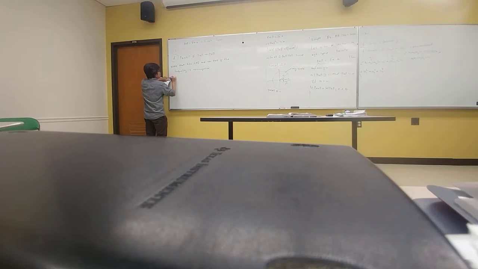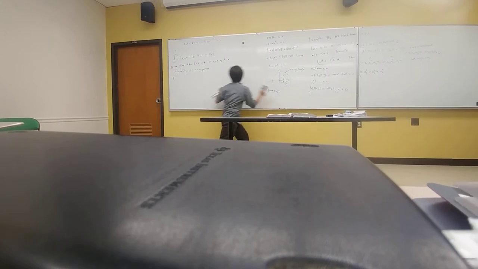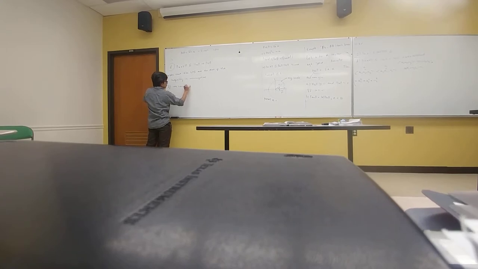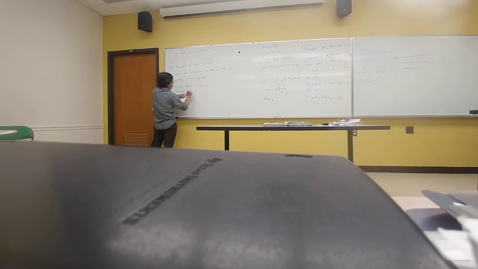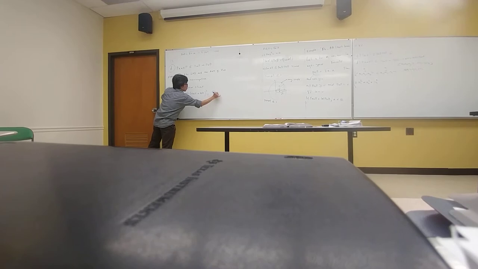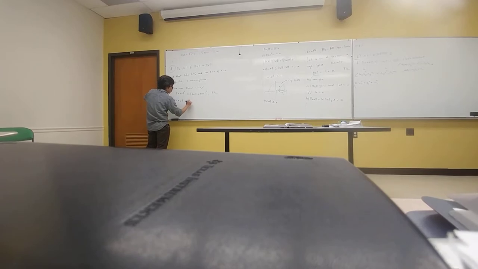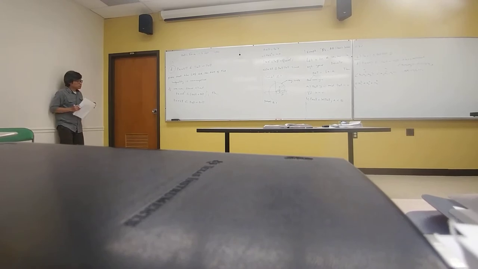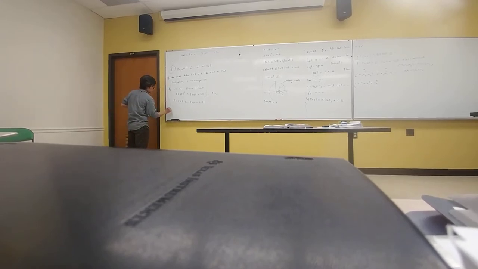So if we can show that the norm of u plus v squared is at most the norm of u plus the norm of v squared here, then we can conclude that the norm of u plus v is at most the norm of u plus the norm of v, right?